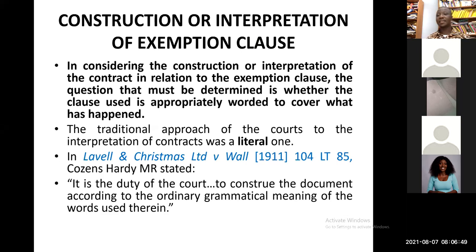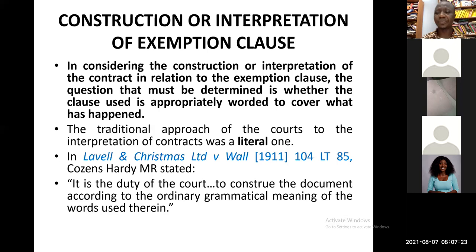And then the second inquiry, or the second requirement to explore, is that even if it forms part of the contract, if we look at the wording of the exemption clause, the wording of that exclusion clause, can we say that it actually covers the particular breach? So that it will provide a defense, an escape route for the other party who is in breach. So we have the first requirement, that is the incorporation.